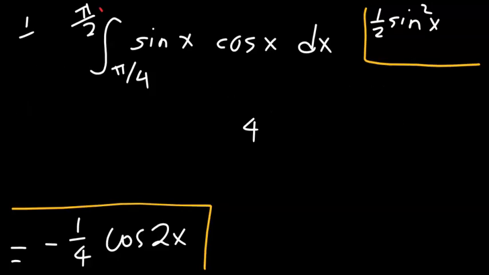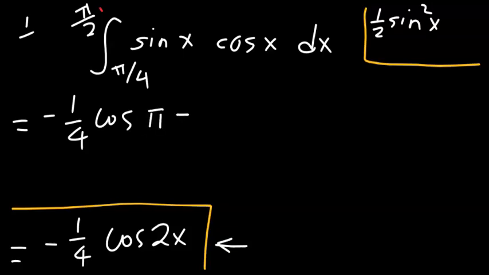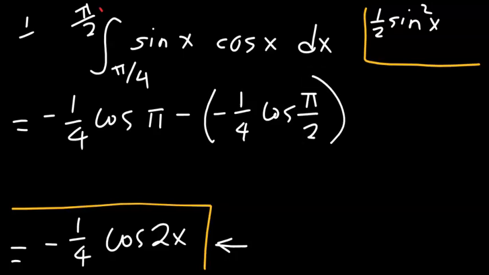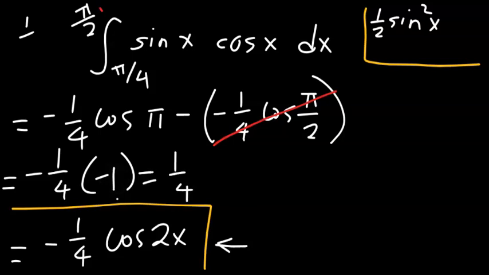Now let's see what we get if we use this form of the solution. So you will get minus 1 over 4 cos 2x, 2 times pi over 2 is simply pi, minus 1 over 4 cos 2 times pi over 4 is pi over 2. Cos pi over 2 is 0, so that term goes away. Now the first term will be minus 1 over 4. Cos pi is minus 1, so minus 1. And you get 1 over 4, just like before.